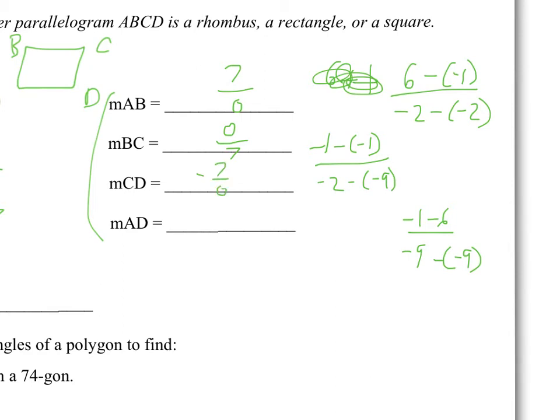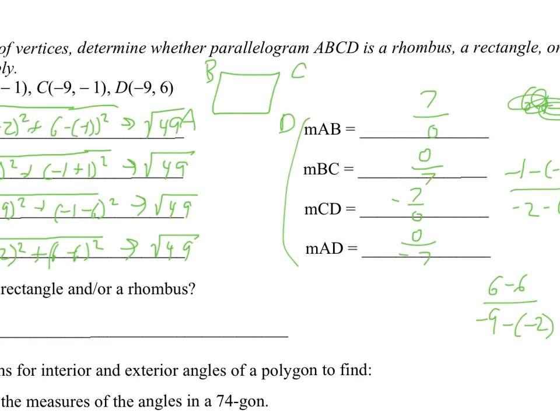Again, undefined. And the last one is 6 minus 6 over negative 9 minus negative 2, which ends up being 0 over negative 7. Slope of 0. So, they are opposite reciprocals of each other. Therefore, not only are they parallel, opposite sides are parallel, but they are also congruent. All sides are congruent.